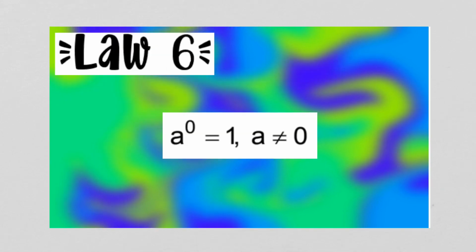Now your last law, law 6, this is the one that everyone struggles with. If you have something raised to the 0 power, it equals 1. It is not 0, but this is only when a is anything but 0. So it can't be 0 to the 0 power. So if it's 4 to the 0 power, it's 1. If it's x squared in parentheses to the 0 power, it's 1. Do not say it is 0.